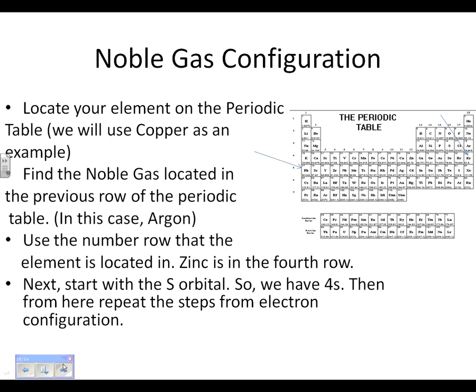Noble gas configuration. Noble gas configuration is probably the easiest of the 3 different configurations because it involves the least amount of writing. You just have to find your element and the noble gas that's in the row above it. From there, write the symbol for the noble gas in brackets and start on the nearest s orbital. We'll use zinc as an example, which is in the 4th row. So we go to the 3rd row and find that the noble gas in this row is argon. Write down Ar in brackets, and since zinc is in the 4th row, we start in the 4s orbital and continue by using electron configuration or orbital configuration until we have completed the configuration of every electron.